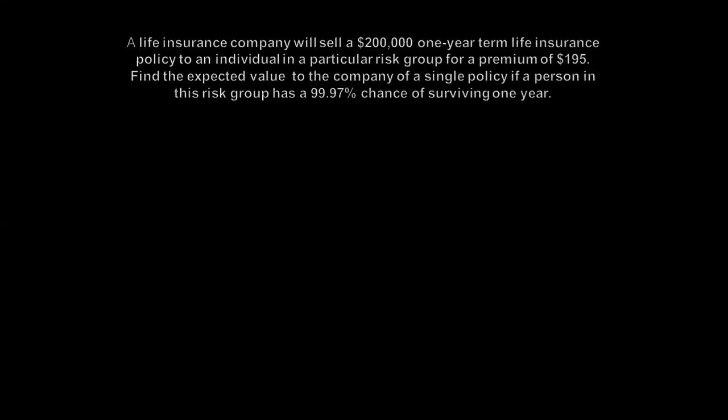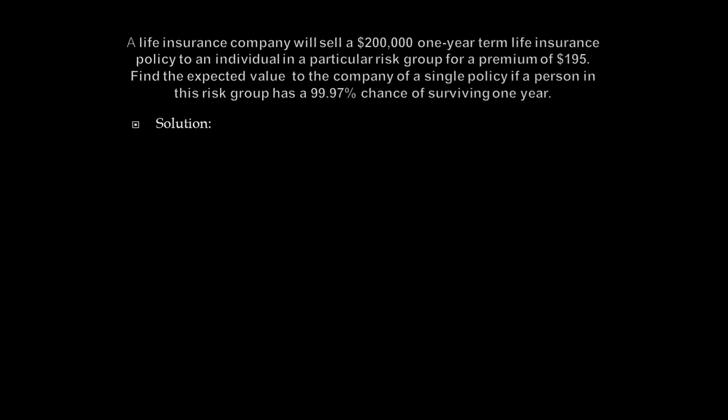In this video, we're going to talk about the fifth and sixth example for discrete probability. The fifth one: a life insurance company will sell a $200,000 one-year term life insurance policy to an individual in a particular risk group for a premium of $195. Find the expected value to the company of a single policy if a person in this risk group has a 99.97% chance of surviving 1 year.